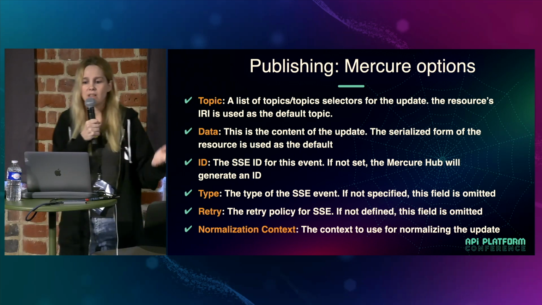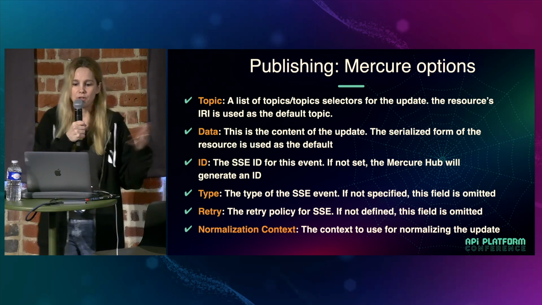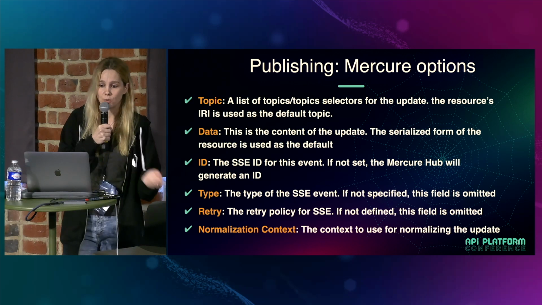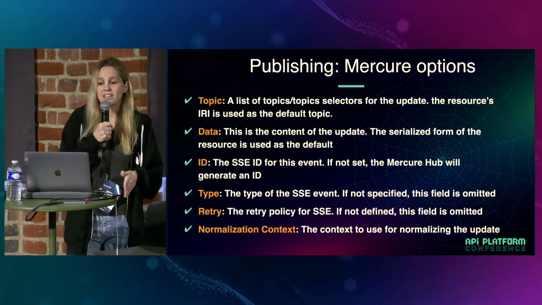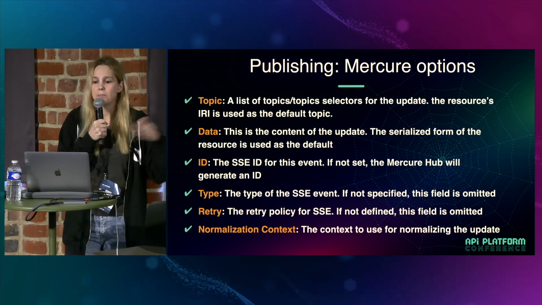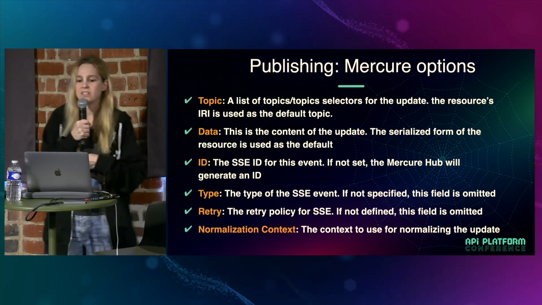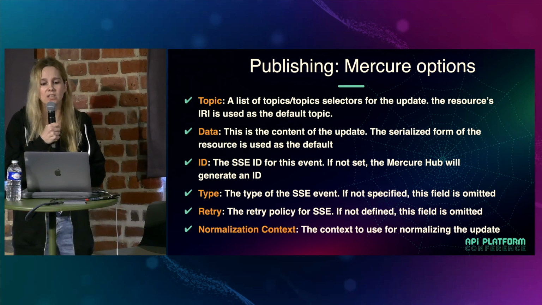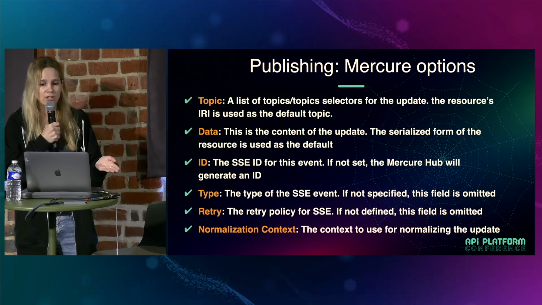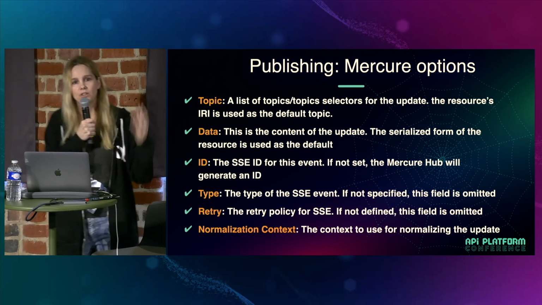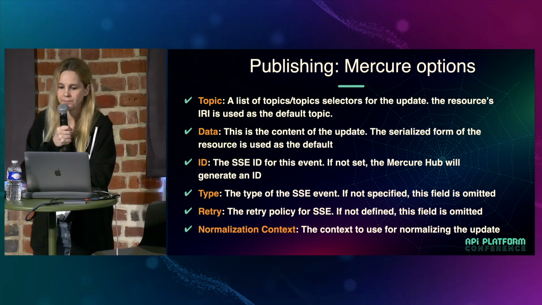Data: this is the content of the update. If you don't set it, the update will default to the serialized form of the resource. SSE ID: the ID for this event; if not set, the Mercure hub will generate an ID for you. The type of SSE event, the retry policy for SSE events, and the normalization context, which specifies the context to use for normalizing the update.